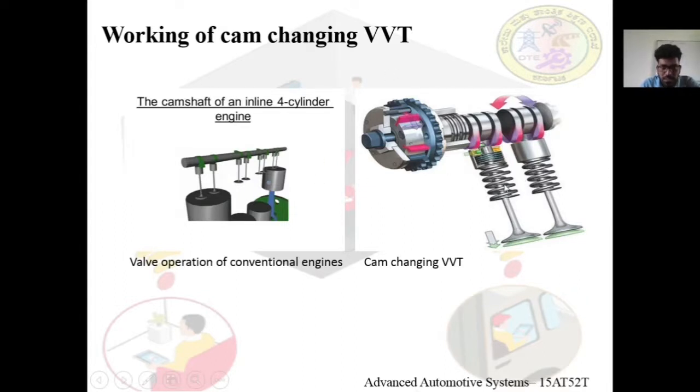Now see, there are two images. On the left side is the valve operation of a conventional engine, and on the right side is cam changing VVT. In the valve operation of a conventional engine, meaning normal engines, the valve is operated by the camshaft. Each valve has a single cam profile, which is in the green color. The valve is operated by its own single cam profile.